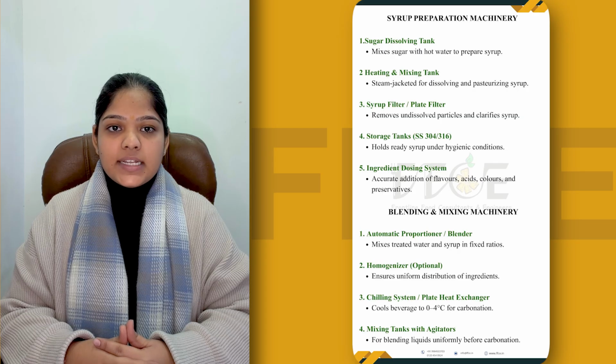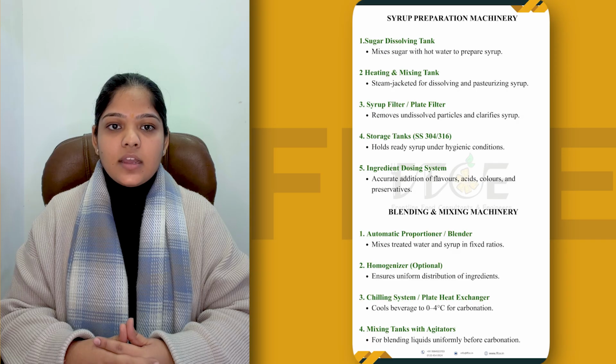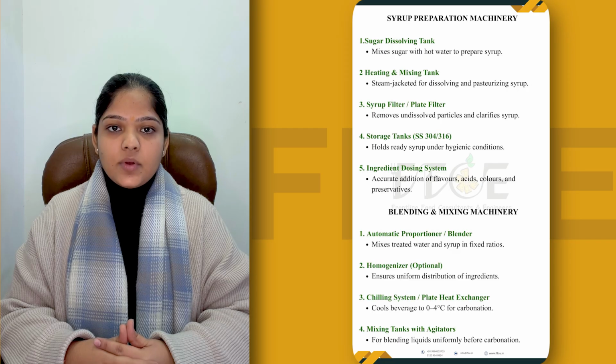This equipment maintains precise ratios such as 1:5 or 1:7, ensuring identical taste in every batch. The blended beverage is then passed through a chilling system or plate heat exchanger, cooling it to around 0 to 4 degrees Celsius, which is essential for effective carbonation. Proper carbonation is vital because it directly impacts fizz, mouthfeel, product freshness, and consumer experience.